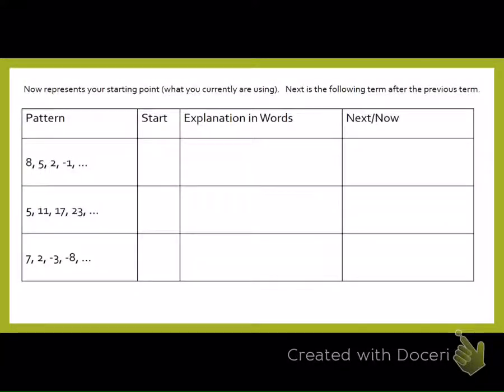8, 5, 2, negative 1. What is the first number in that pattern? Lexi. Like the next number? What is the first number in that pattern? Like 8? Yes. Okay. Explain in words what is happening each time. Somebody tell me in their own words what is happening. Riley. It's consecutively going down.